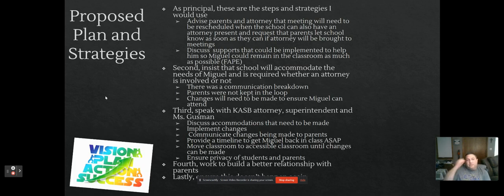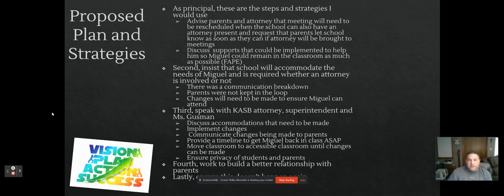Some of the proposed plans and strategies, as a principal, here's the strategies that I would use. I would advise the parents and the attorney that the meeting will need to be rescheduled. Of course, with them bringing an attorney in, we probably need to have somebody representing the school. And the school would appreciate it if they would let us know if there is an attorney involved in anything going on, as soon as possible so that we can be prepared for that.